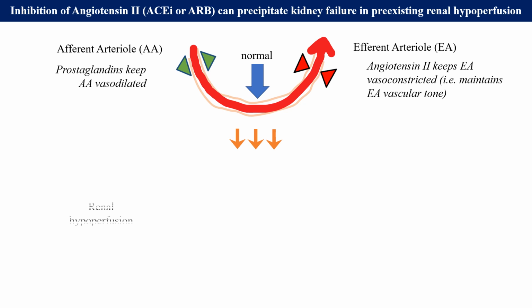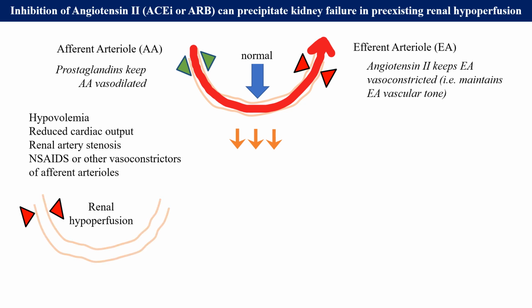When there is renal hypoperfusion, as seen with hypovolemia, reduced cardiac output, severe renal artery stenosis, or the use of NSAIDs or any agent that can cause afferent arteriolar vasoconstriction, the blood flow going into the glomerular capillary is reduced, which results in reduced glomerular filtration compared to that in the normal state.